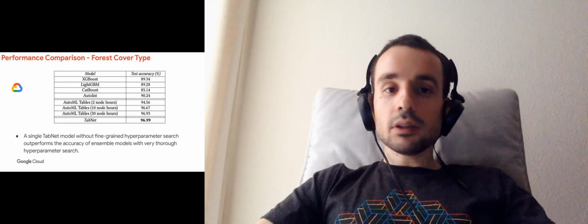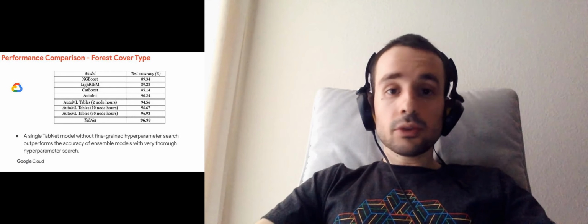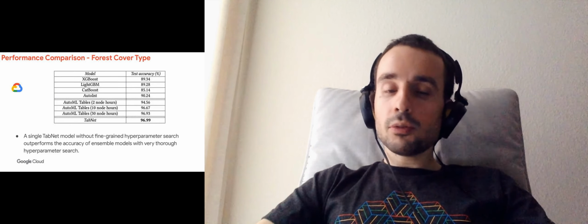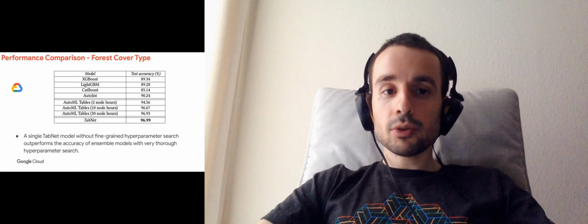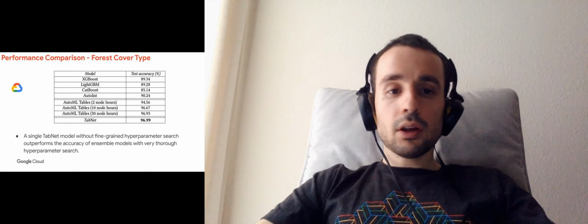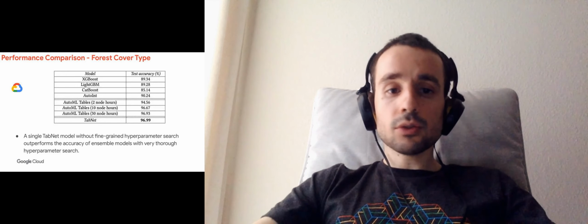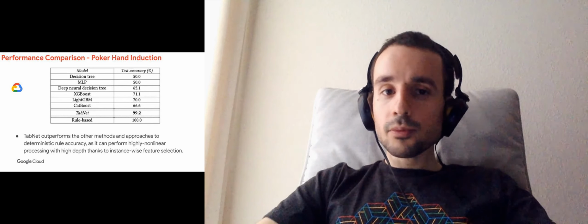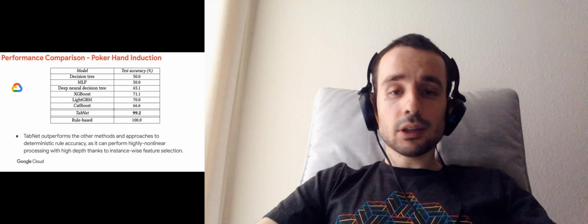So this one is for forest cover type, and we show significant outperformance compared to ensemble decision tree-based approaches, and also AutoML Tables, which is a commercial tabular data learning solution which searches over various machine learning models. Then we have this poker hand induction dataset.